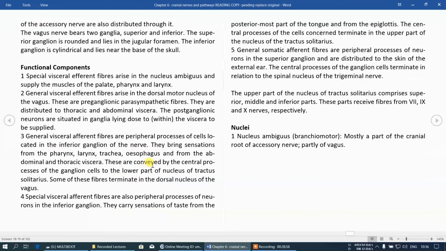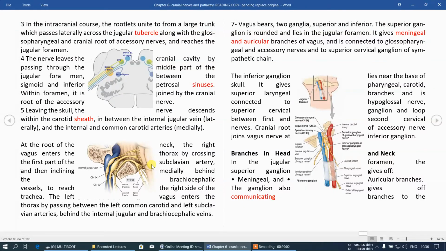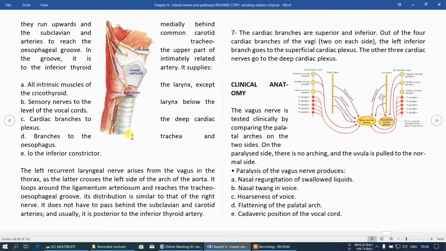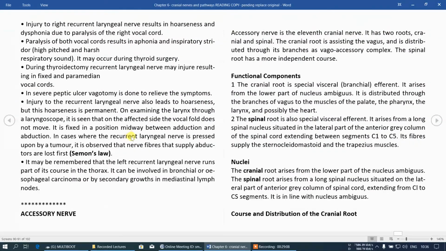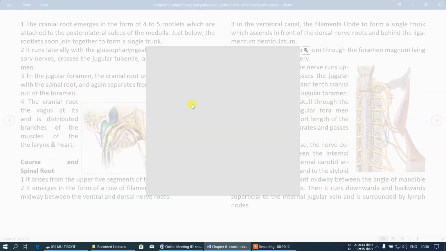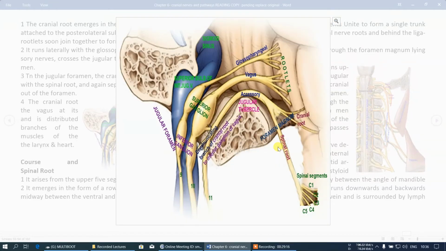Now we will see the same components for the hypoglossal nerve. So this is the common diagram of the jugular foramen. This whole area represents the jugular foramen.